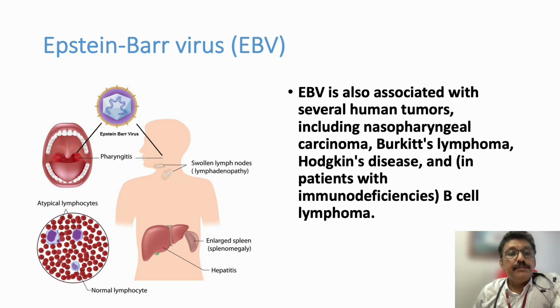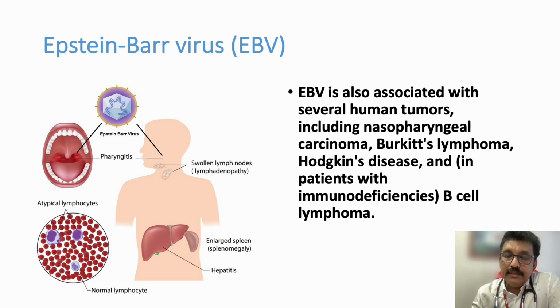Acutely, Epstein-Barr virus produces IMN-like features like sore throat, fever, rashes, atypical lymphocytosis, cervical adenopathy. But some of these patients who have a past history of this disease, sometimes the clinical history may not be there, can progress to nasopharyngeal carcinoma, Burkitt's lymphoma, Hodgkin's disease, B-cell lymphoma. So there is a chance of progression of this infection towards B-cell malignancies.